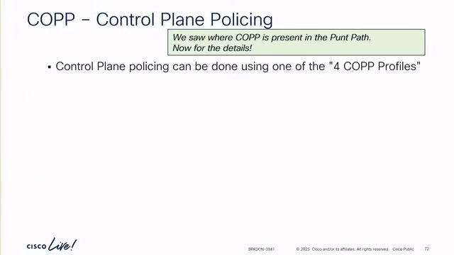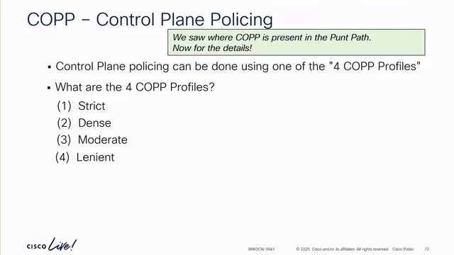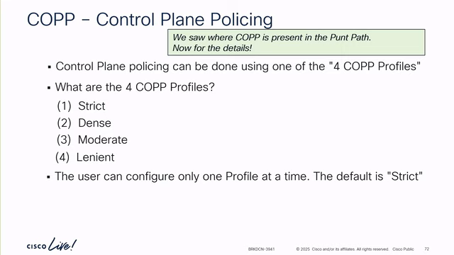Now with control plane policing, in NXOS, we have 4 COP profiles: strict, dense, moderate, lenient. Now, as the names imply, strict means what? I'm going to have a lower policing rate, right? I'm going to drop faster. But lenient means what? I'm going to have a higher CIR or policing rate. So I'm more lenient. I'm going to let more traffic come to the CPU. The default is strict, right?